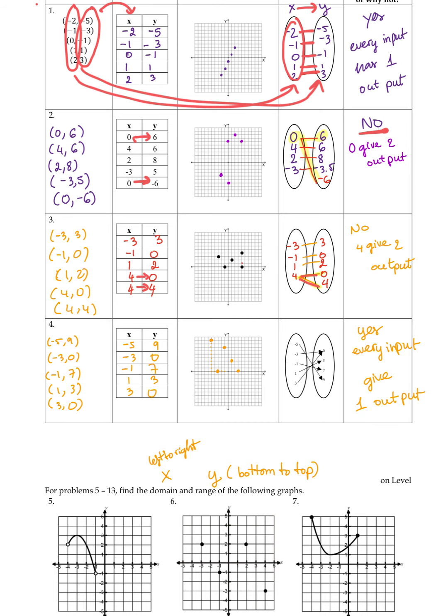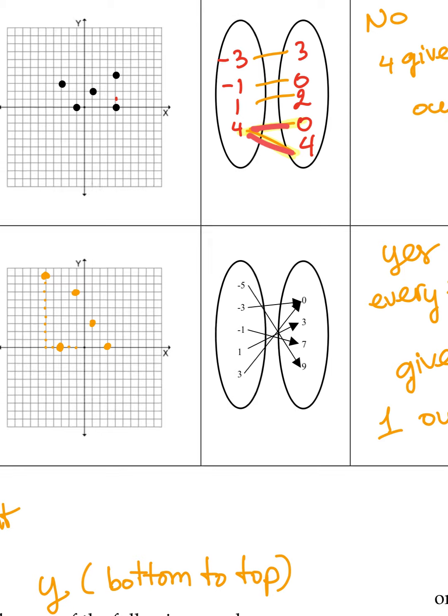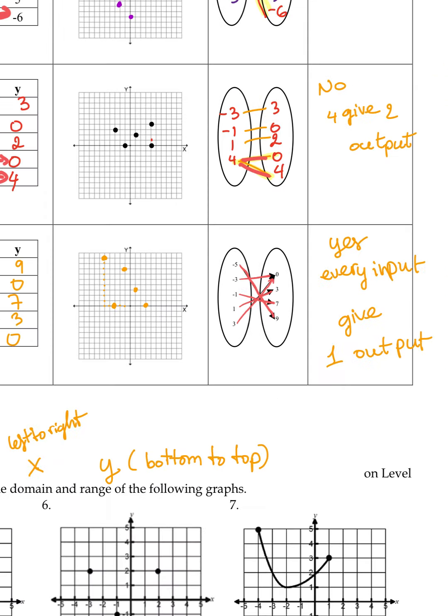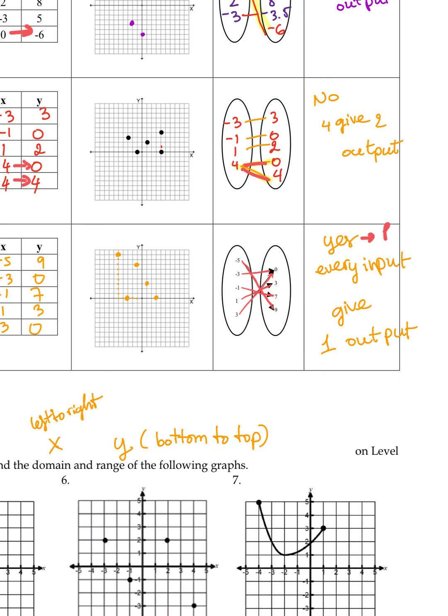All right, so number 4, we can see the arrows point: -5 goes to 9, -3 goes to 0, -1 goes to 7, 1 goes to 3, and every input has one output. So this is a function.